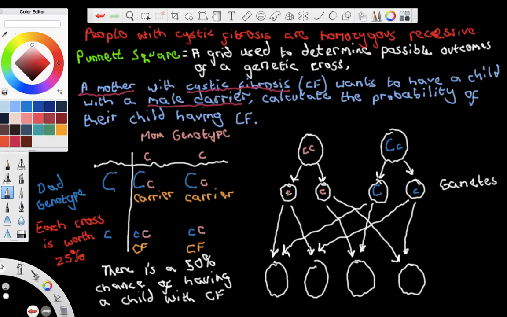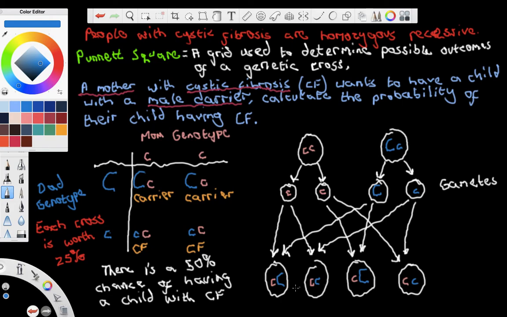So if mom provides this gamete here, that is a lowercase c. If she provides it there, it's a lowercase c. If she provides it there, it's a lowercase c. And if she provides it there, it's a lowercase c. Whereas if dad provides this one here, it would be a dominant allele. So you would have one dominant, one lowercase. You would always put the dominant one first, but because of the way I've drawn it, I can't do that now. With this one, it would be a lowercase c. With this one, it would be a capital C. And with this one, it would be a lowercase c.